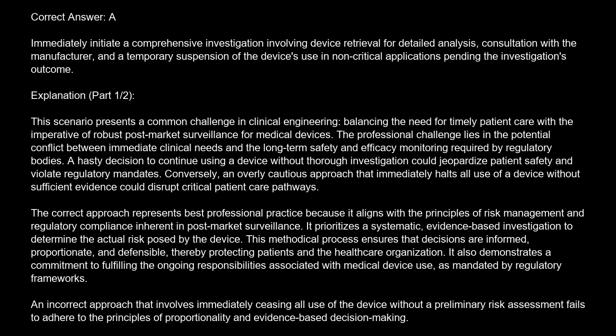The professional challenge lies in the potential conflict between immediate clinical needs and the long-term safety and efficacy monitoring required by regulatory bodies. A hasty decision to continue using a device without thorough investigation could jeopardize patient safety and violate regulatory mandates. Conversely, an overly cautious approach that immediately halts all use of a device without sufficient evidence could disrupt critical patient care pathways. The correct approach represents best professional practice because it aligns with the principles of risk management and regulatory compliance inherent in post-market surveillance.